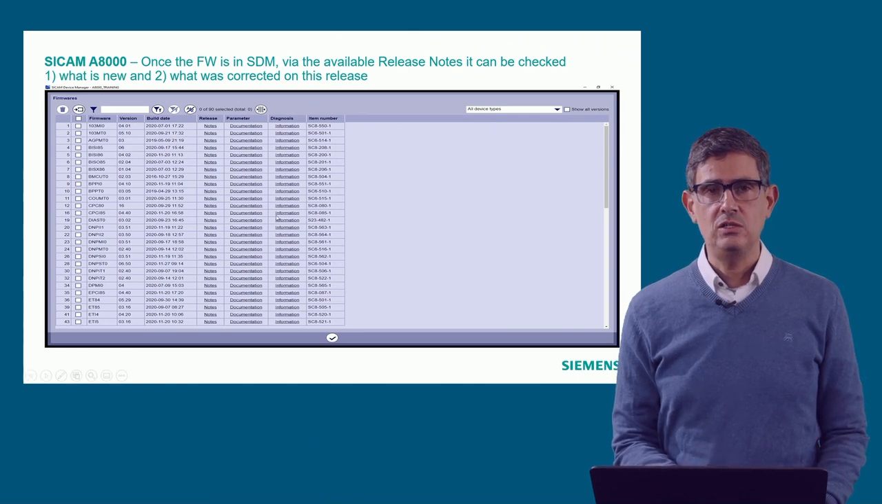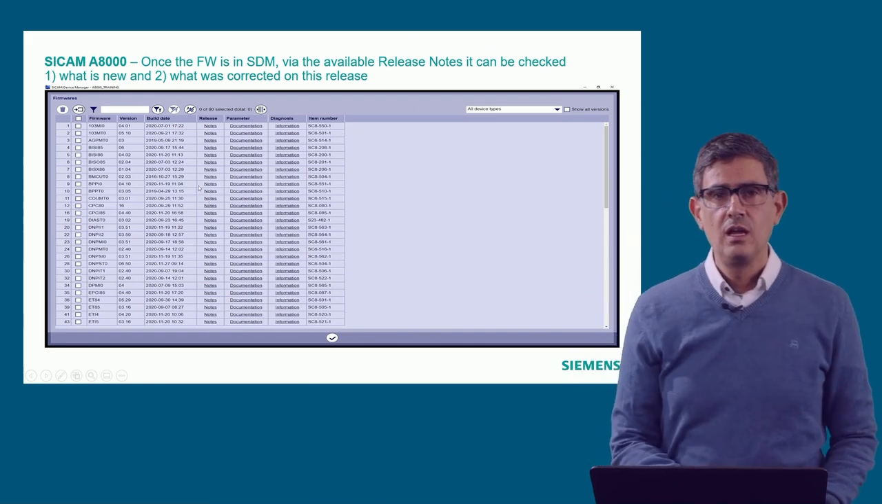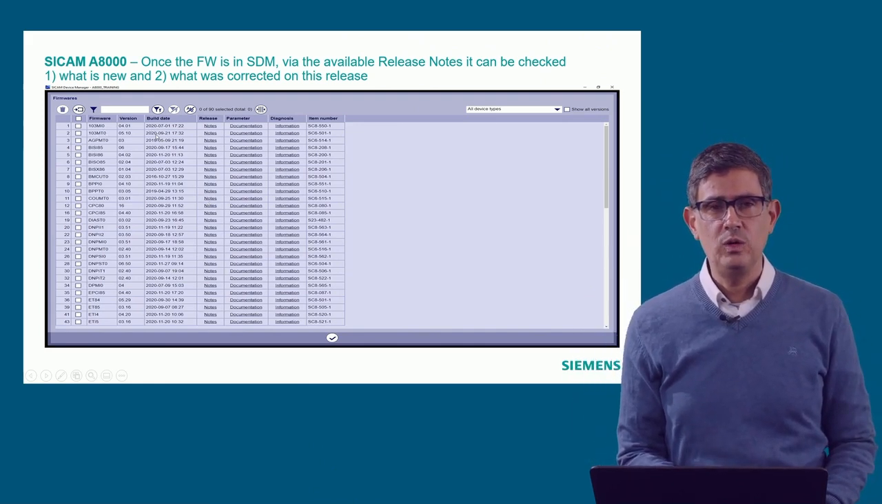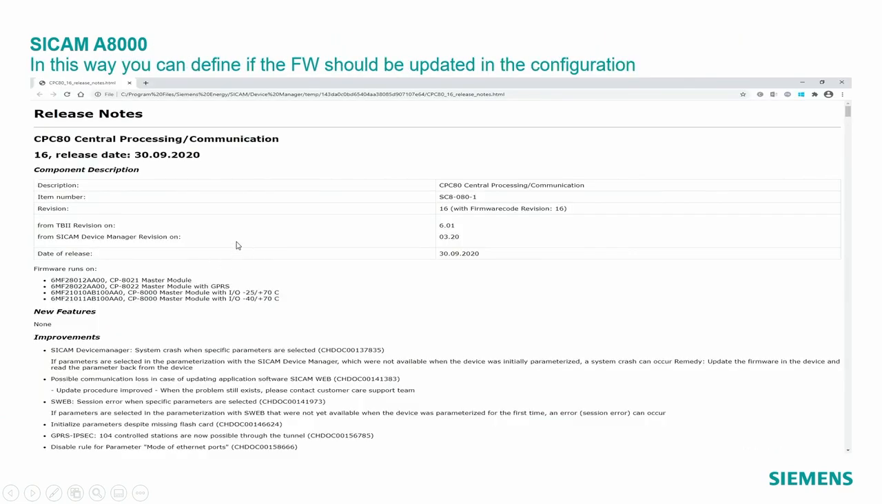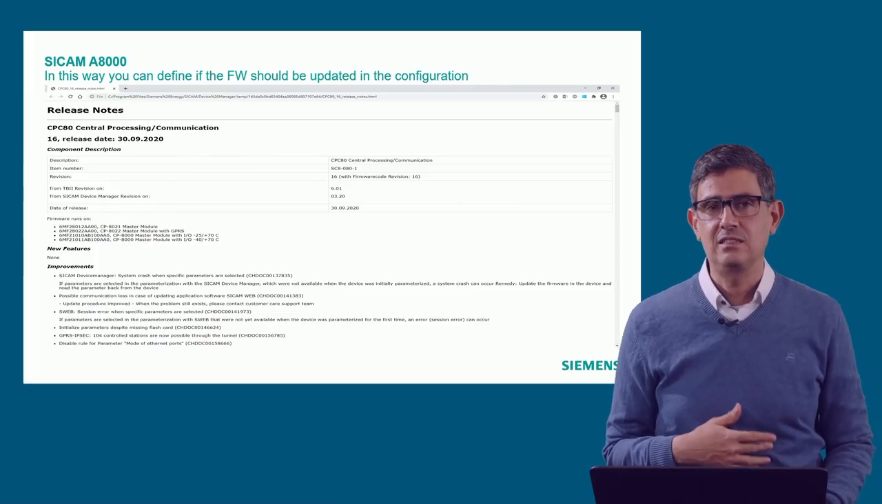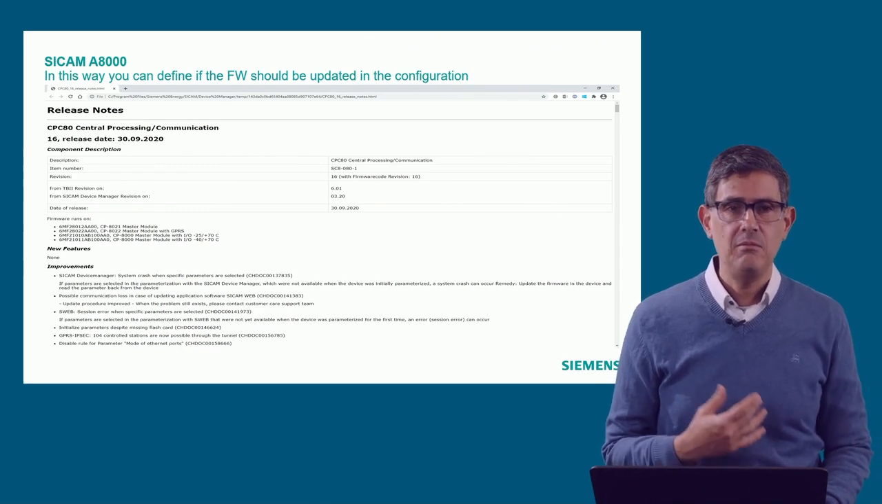Additional information: when you confirm, you are back on the firmware page, and you will see that for every firmware there is a column saying release. If you click for the corresponding firmware on this node, you can see what is new, which features have been corrected from previous versions, and which new features are provided in this new version. This is important to be checked.